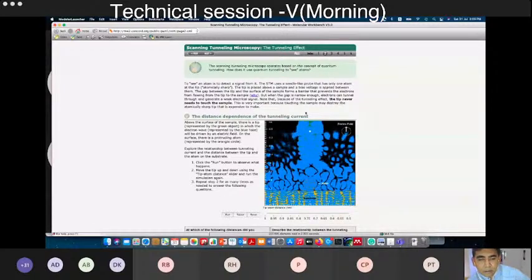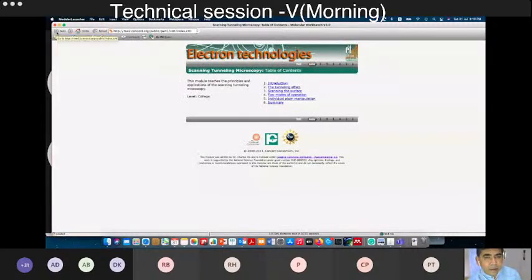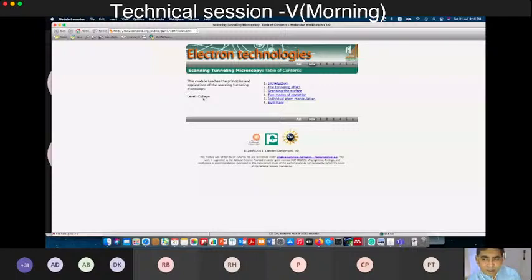Now we have to just self-evaluate. Students who study nanotechnology in the near future will be able to run this experiment by understanding the purpose, and this software is available. You just have to log in with your email ID. This is college-level, but for research level we have a lot of advanced things here. I don't want to show you because it will be like a headache for everybody.